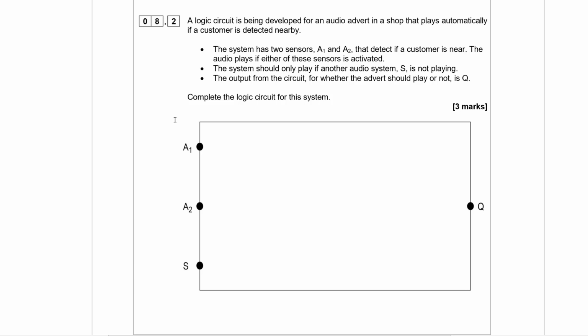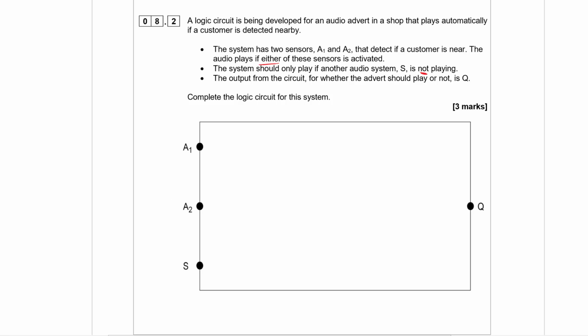So a logic circuit is being developed for an audio advert in a shop that plays automatically if a customer is detected nearby. It has two sensors, A1 and A2, that detect if a customer is near. The audio plays if either of these sensors is activated. So I would be highlighting this because either suggests either OR or XOR. Likewise, if there's an OR an AND in these sentences. So the system should only play if another audio system is not playing, or not for that matter. The output from the circuit for whether the advert should play or not is Q. So the letters are variables, representing the zeros or the ones.